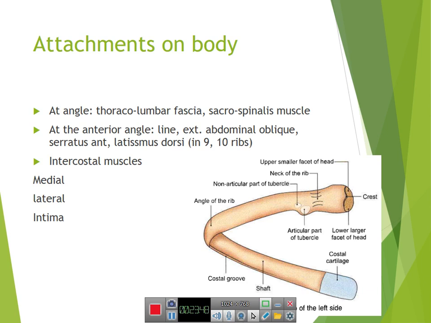About 5 centimeters from the anterior end there is an indistinct oblique line known as the anterior angle. So we have two angles, the posterior angle and the anterior angle. The anterior angle is about 5 centimeters from the anterior end, an indistinct oblique line. What is the attachment to the anterior angle?